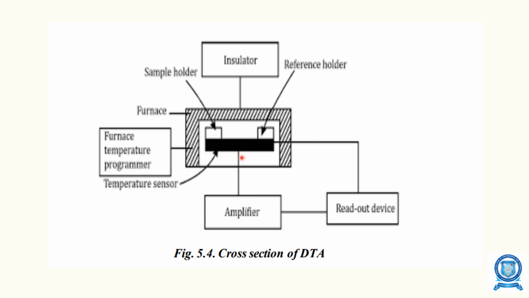The signal is amplified, and it is sent to the computer through the amplifier and readout device. The readout device is nothing but the computer. Here we have an insulator to maintain the distance between the furnace and the operating technician. So this is the general pictorial representation of DTA.